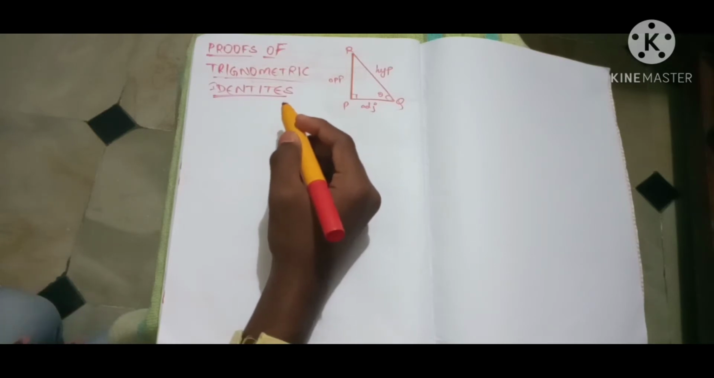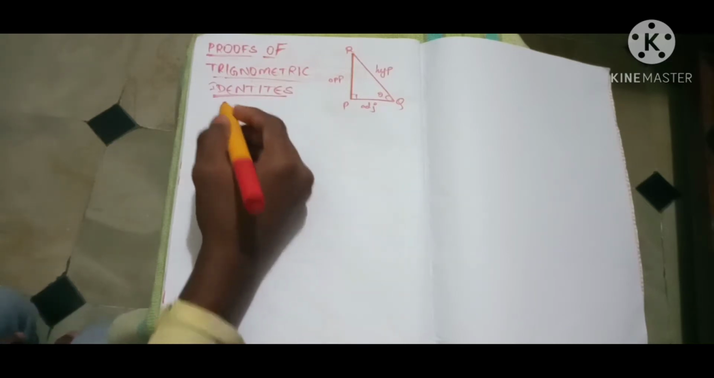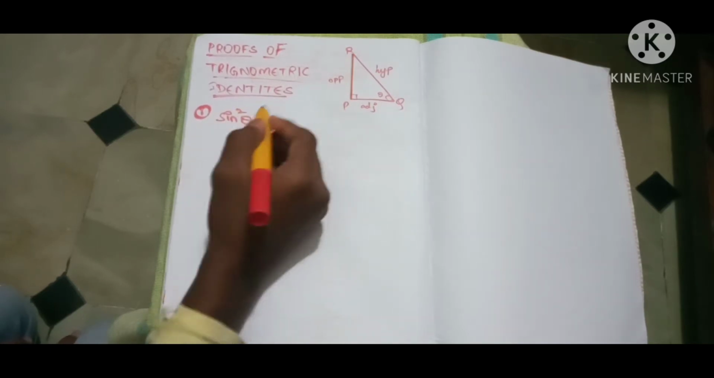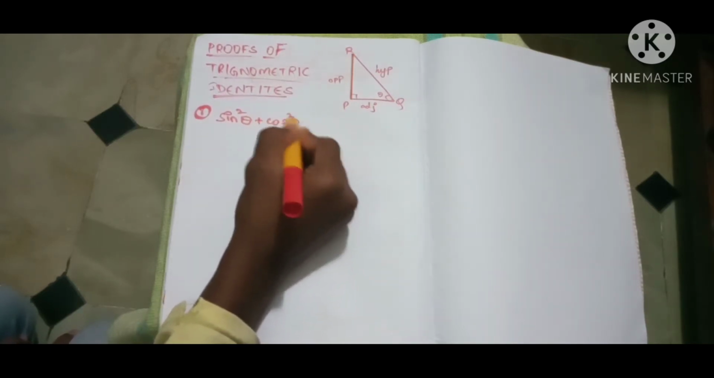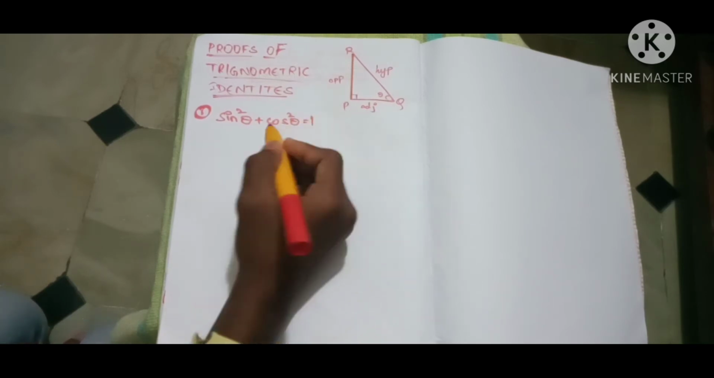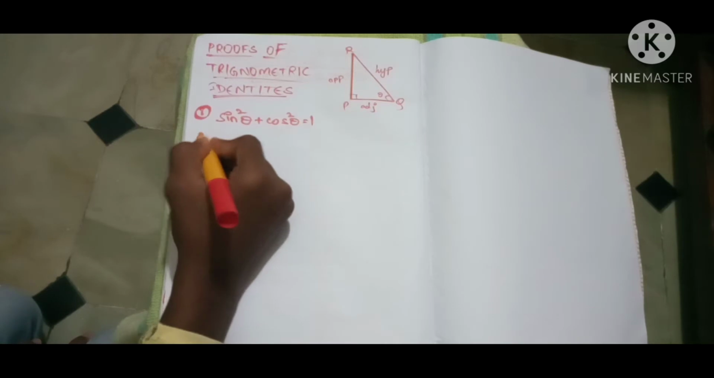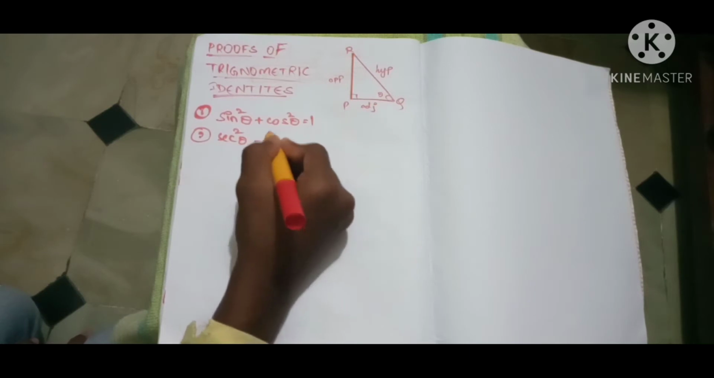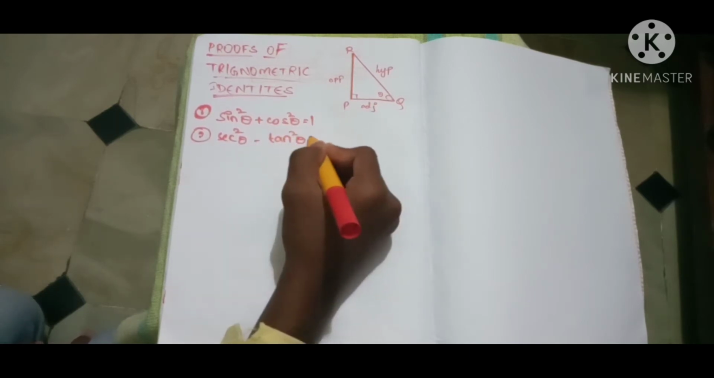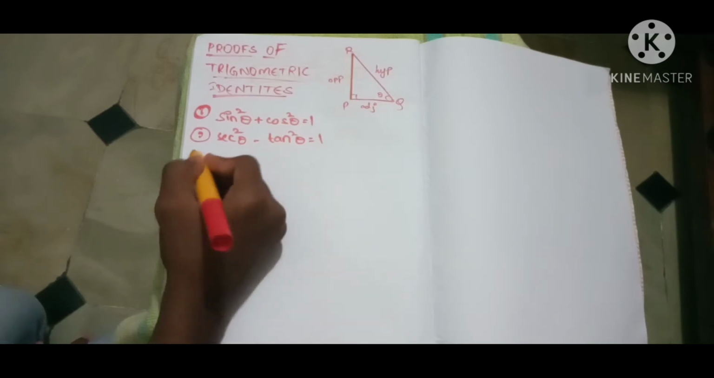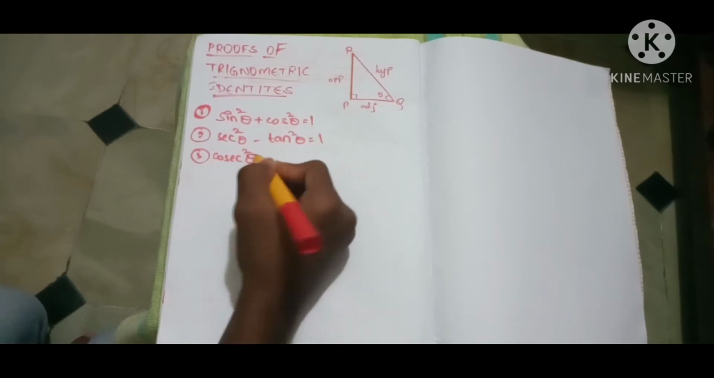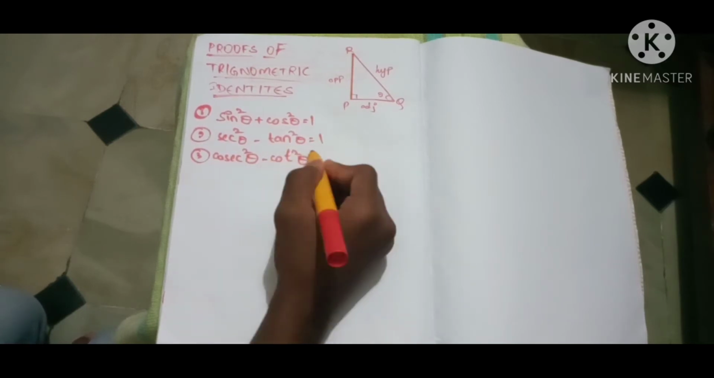Proofs of trigonometric identities. There are three main trigonometric identities. The first one is sin square theta plus cos square theta is equal to 1. This is the first and main identity. And the second one, sec square theta minus tan square theta is equal to 1. This is the second identity. And the third one is cosec square theta minus cot square theta is equal to 1.